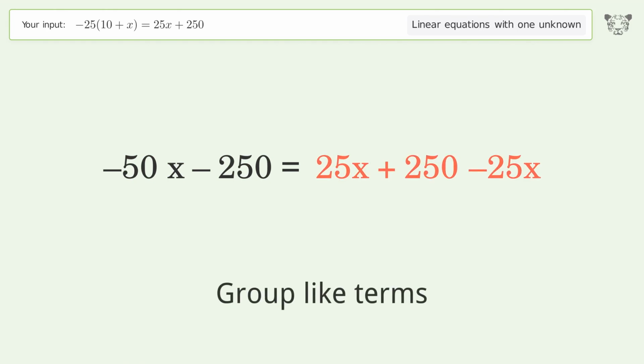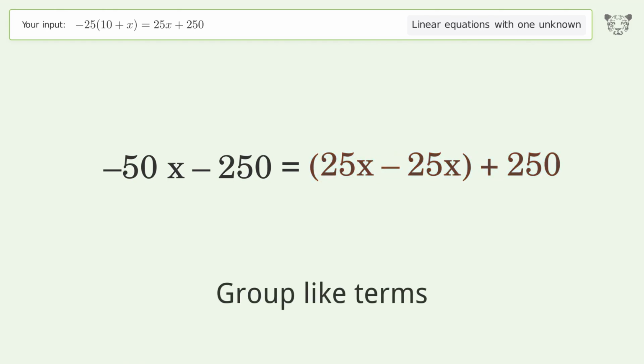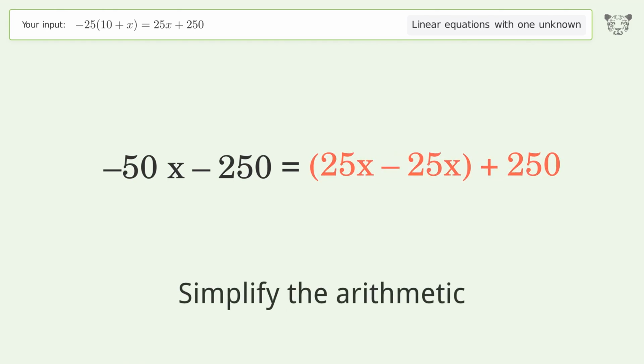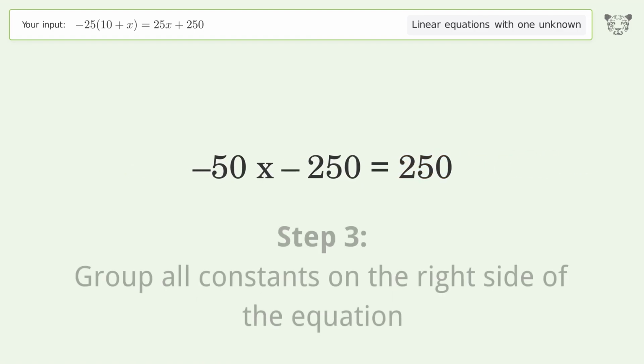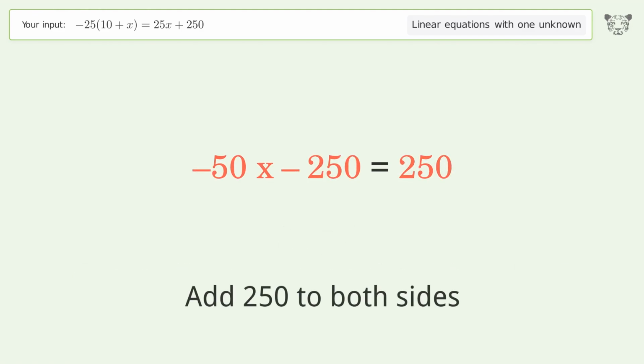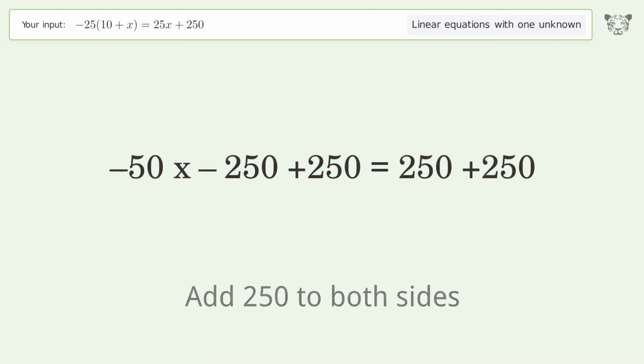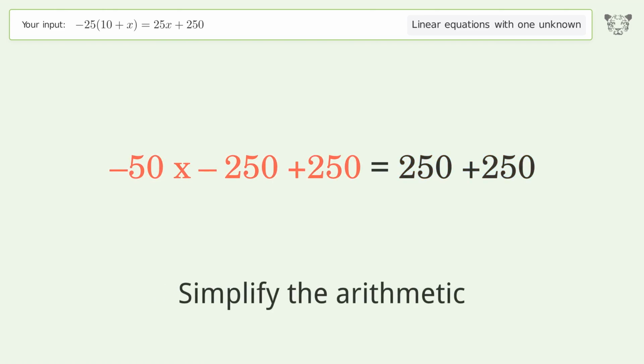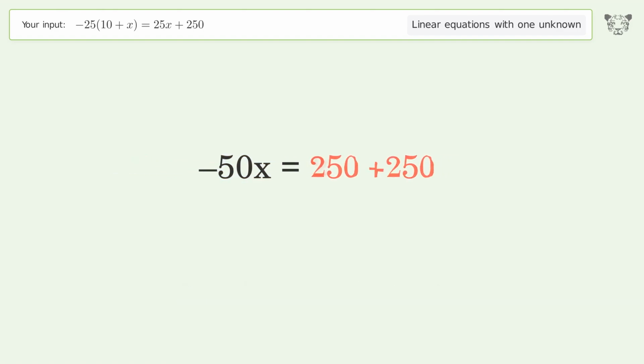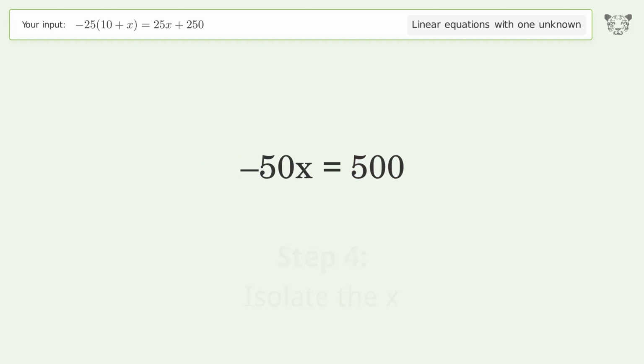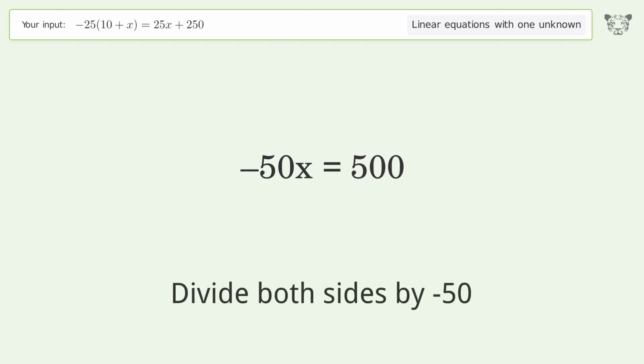Group like terms. Simplify the arithmetic. Group all constants on the right side of the equation. Add 250 to both sides. Simplify the arithmetic. Isolate the x. Divide both sides by -50.